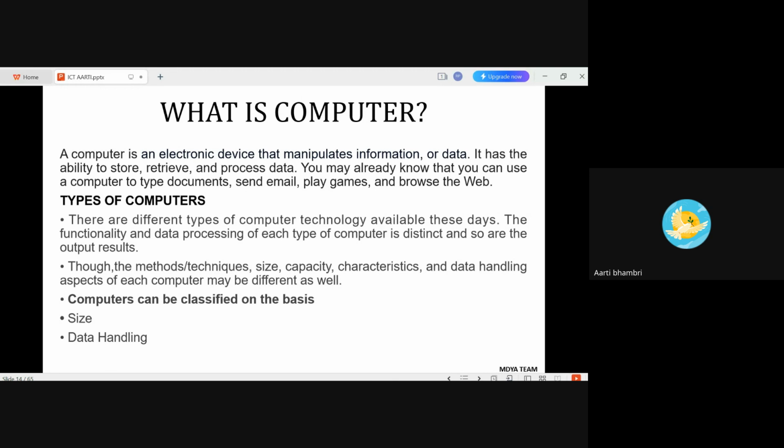One line, in one word. Can anybody say what a computer is? Computer is an electronic machine. Yes, obvious. This is an electronic machine, and what we do with this machine. Yes, let's start. What is a computer?